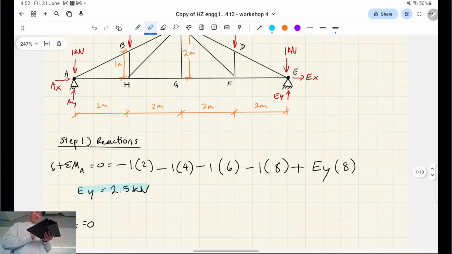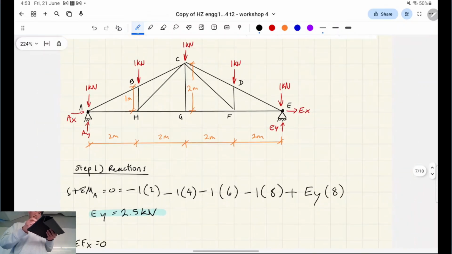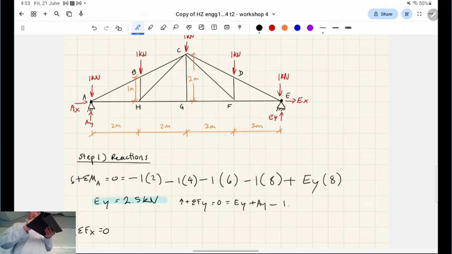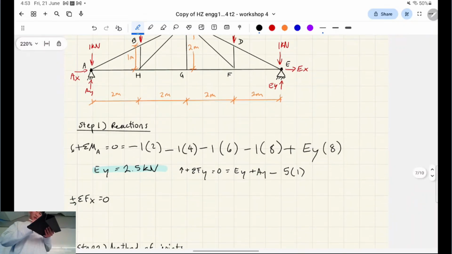Okay. So we can take the sum of the forces, right? And yeah, I'll just do that. I won't be lazy. You have EY, which goes up, AY which goes up, and you have 5 lots of your 1 kilonewton load, right? So basically, AY is also 2.5.